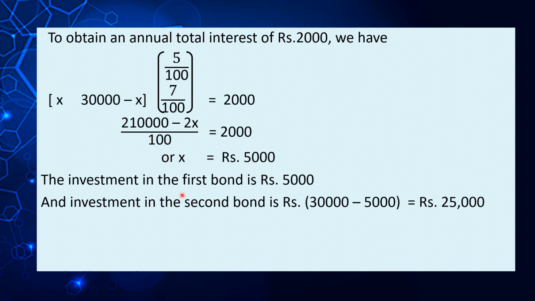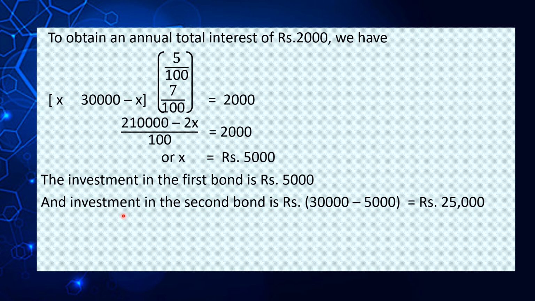Multiply 100 and 2,000, we get 2 lakh. Subtract 2 lakh 10,000 from 2 lakh, we get negative 10,000. In order to find x, cancel negative 2 from both sides, we get x is equal to 5,000. So the investment in the first bond is 5,000.